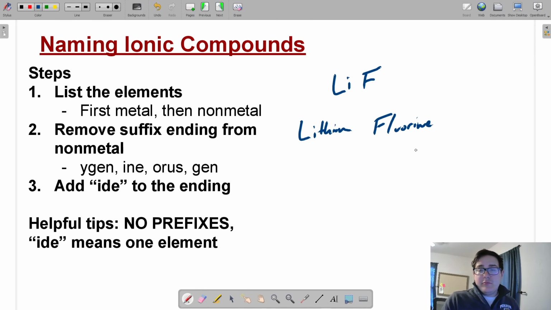And then what we're going to do is we're going to remove the suffix ending from the nonmetal. So you're actually not going to touch the lithium part at all. And so I'm going to write that just a little bit better. And then fluorine, we are going to cut off that ending. So the endings you can chop off are -ygen, -ine, -orus, and -gen. So the endings of those elements we're going to chop off and replace with -ide. So lithium fluorine becomes lithium fluoride.